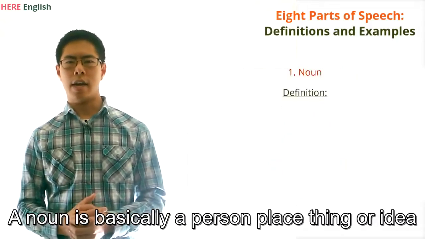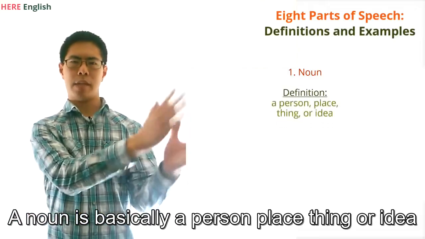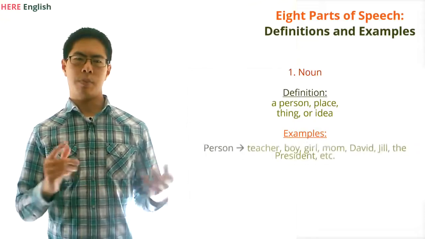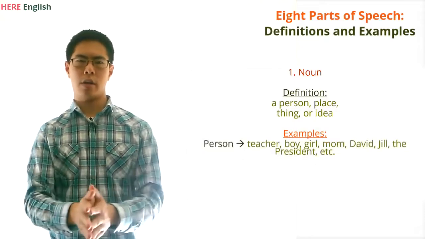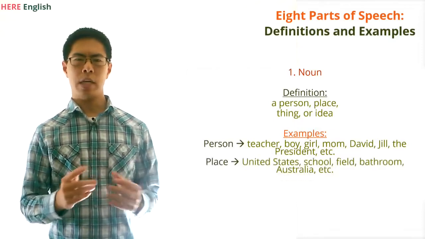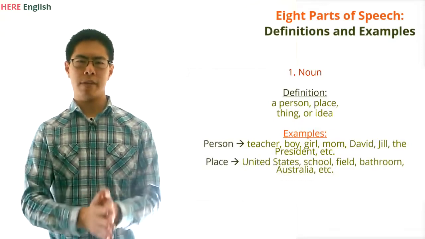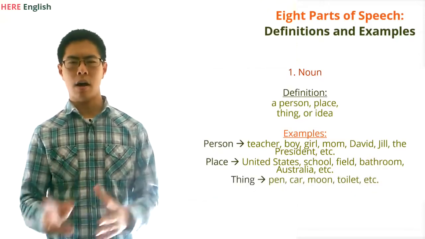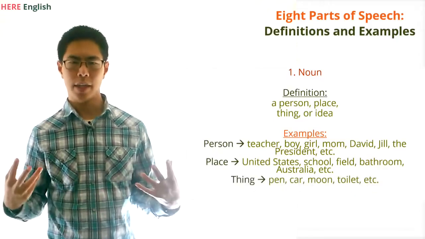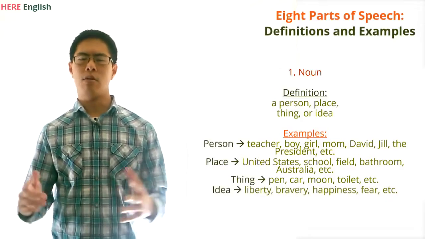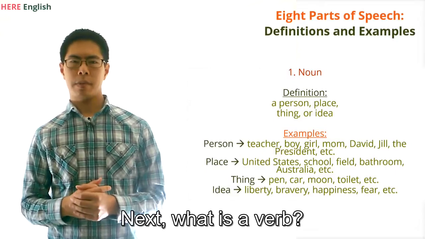What is a noun? A noun is basically a person, place, thing, or idea. Here are some examples. A person might be a teacher, a boy, a girl, a mom, David, Jill, the president, etc. A place might be the United States, a school, a field, a bathroom, Australia, etc. A thing might be a pen, a car, the moon, a toilet, etc. And an idea might be liberty, or bravery, or happiness, or fear, etc.